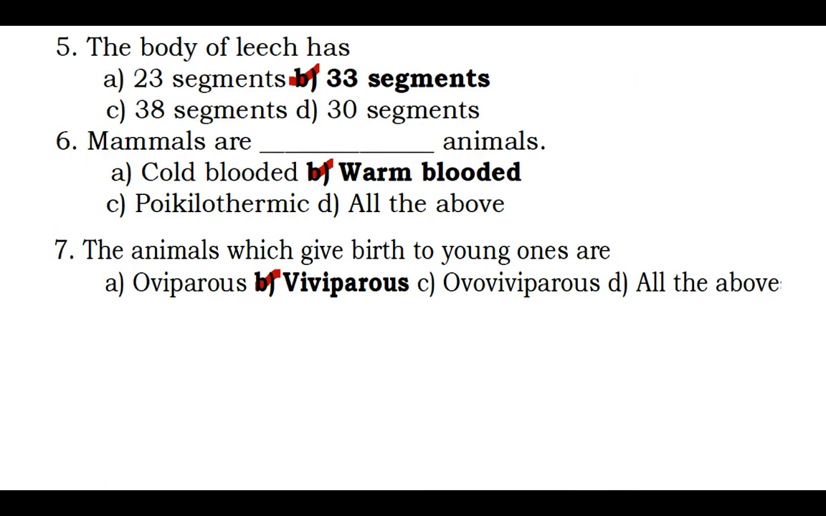Question number 5. The body of leech has option B, 33 segments. Question number 6. Mammals are dash animals. Option B, warm-blooded animals. Question number 7. The animals which give birth to young ones are option B, viviparous.